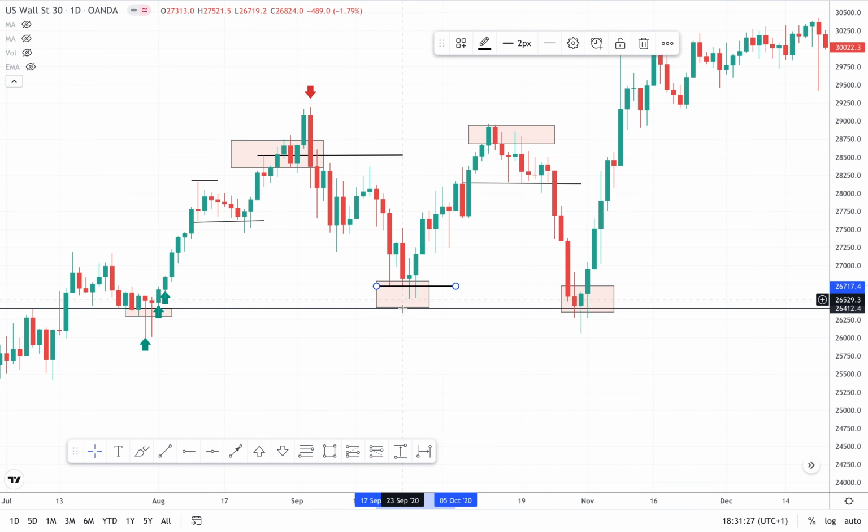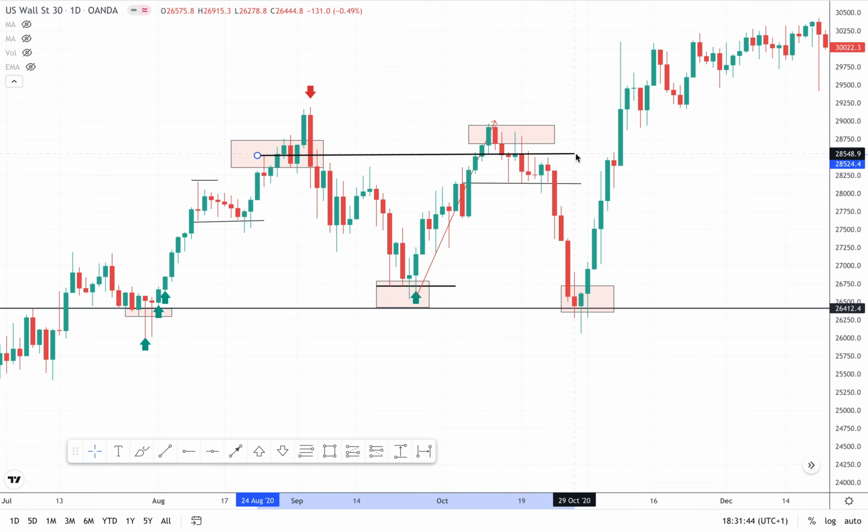And then as you can see, we print a green candle. Price is unable to close below the protection zone. We print a green candle, and then we're off to the races, up to the next level of resistance, which happens to be our previous resistance. And now it's just simply bouncing off the zones.